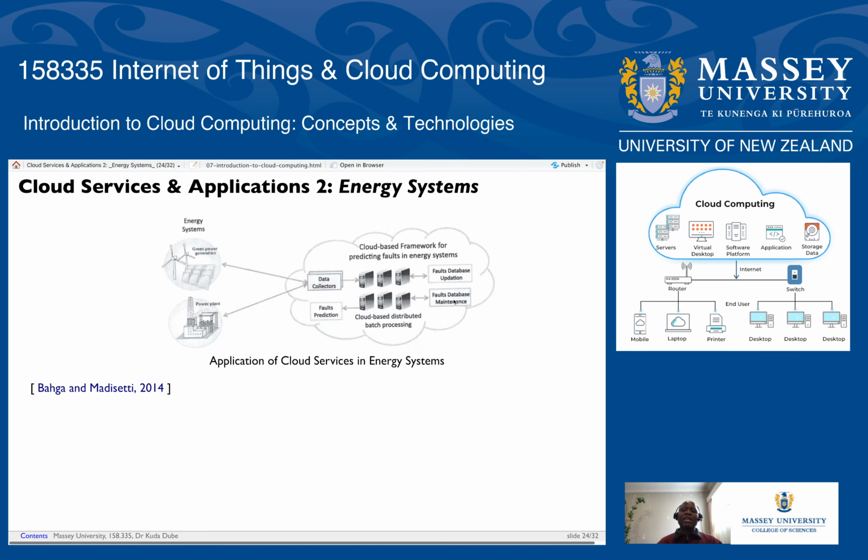Right, now let's look at energy systems. In energy systems, you can have a cloud-based framework for predicting faults, because faults are very crucial to energy systems. Any fault could lead to power cuts, which could have disastrous consequences on almost all aspects of life, including people's health. And so it's important to come up with an efficient fault prediction and a general fault reporting system.